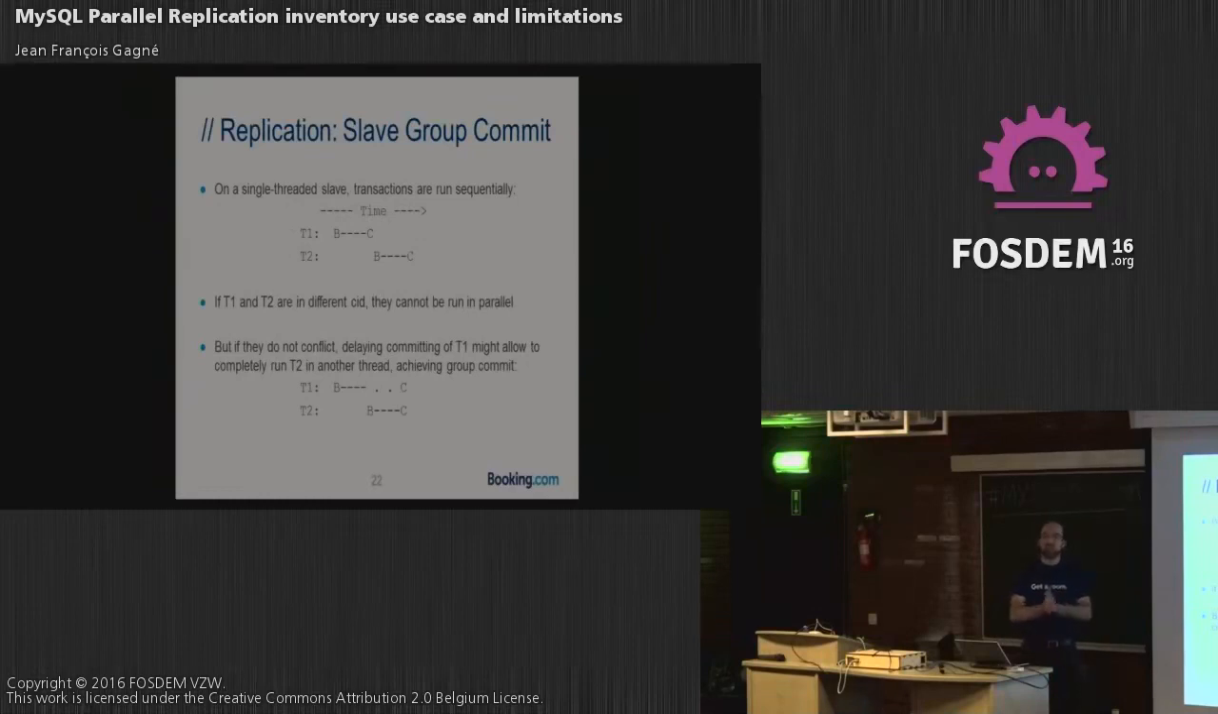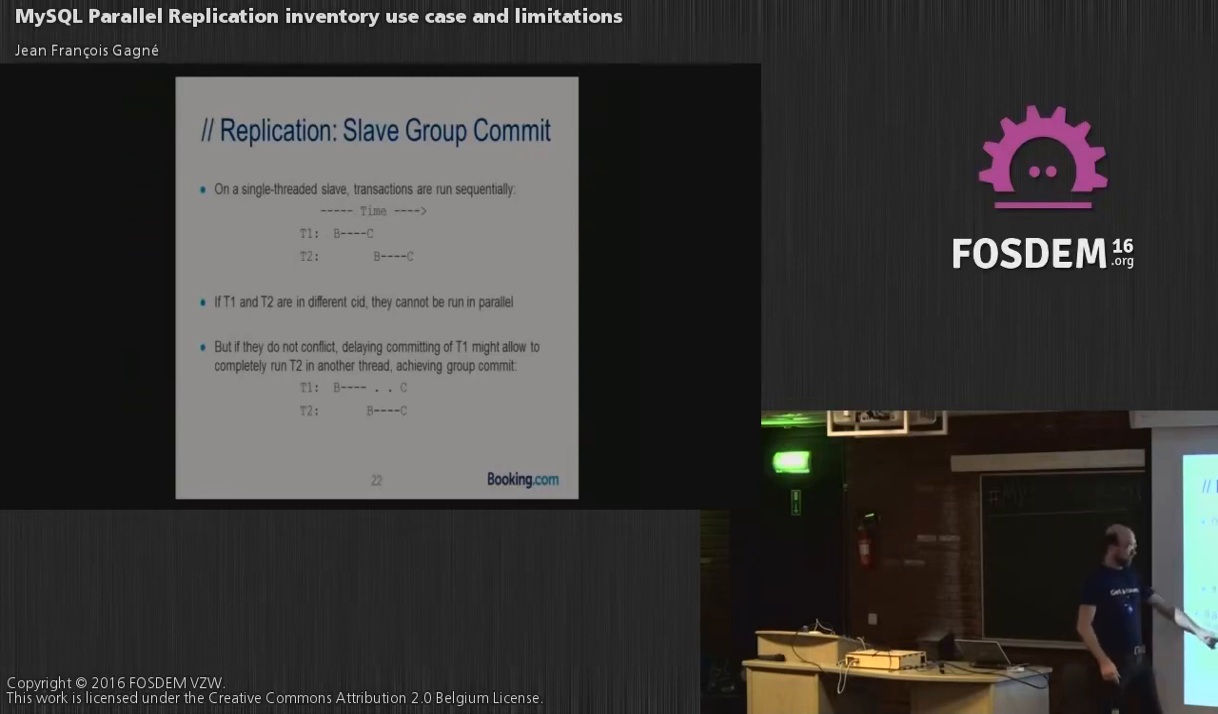Slave group commit. This is something really interesting. So we talked about group committing on a master, putting many transactions at the same time in the binlog. But what about on the slave? Usually a single-threaded slave runs one transaction, begin, commit, and then another transaction, begin, commit. If you're writing to binlogs, you're writing every time, and you pay the cost of writing to the binlog twice. If those transactions are in different group commits from the master, they cannot be run in parallel.